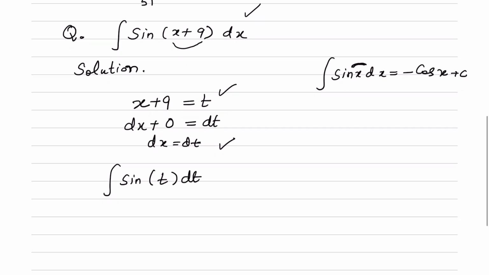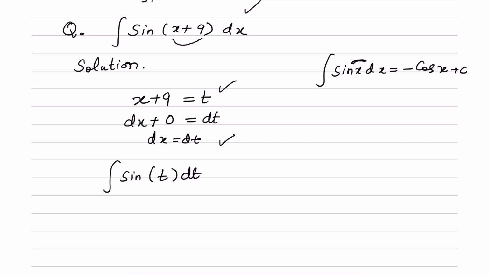So our integral is entirely in the variable t, and we know by this formula that the integral of sine t with respect to t is minus cos t. But since t was not originally the part of our problem, we'll go up and see the value of t, which is x plus 9. So we will put it here, and some constant.